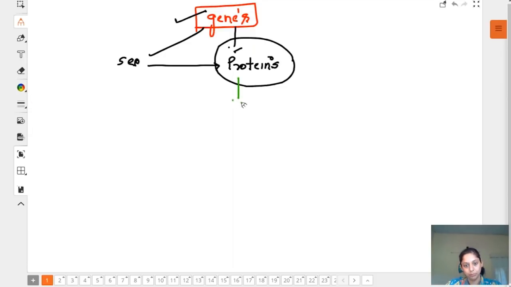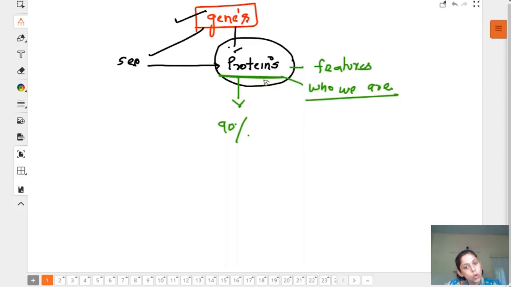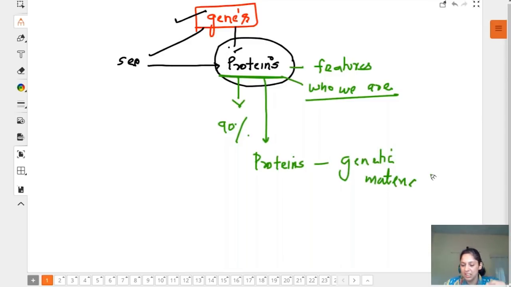So that's why 90% of the people at that time said that proteins are giving us our features. Proteins are making us who we are. It is giving us a personality. Who is the genetic material? They said proteins are the genetic material. There was no DNA, RNA. Nobody knew. There was no microscope. They said, what you see, eye color, hair color, skin color, you see genes. They said protein is a genetic material. Nothing else is a genetic material.